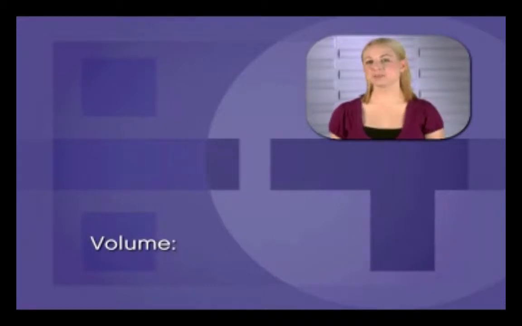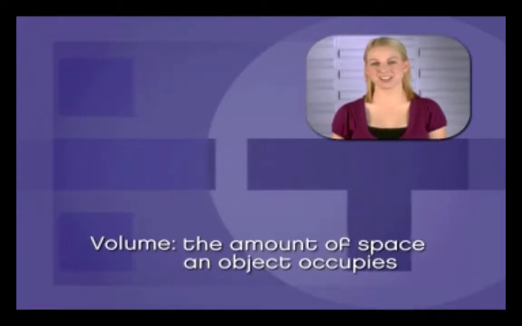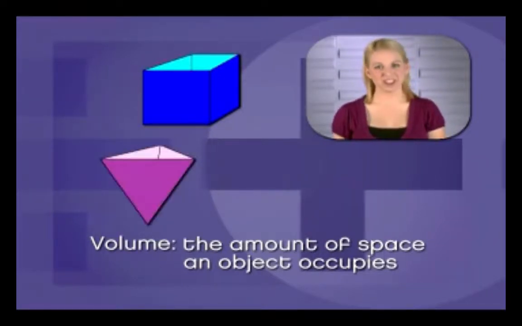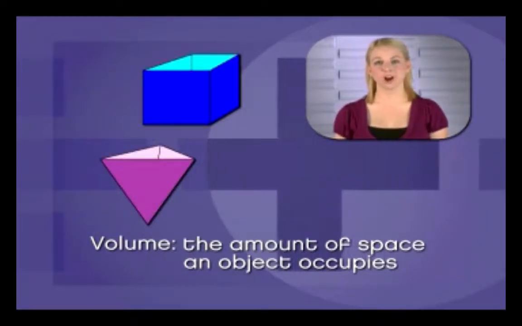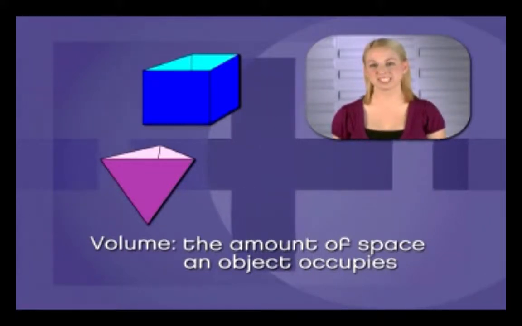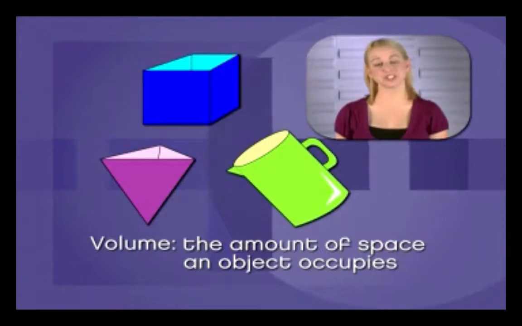Volume. Volume is a measurement of the amount of space that an object contains or occupies. This square container has a volume. This triangle container has a volume too. Also, volume can be a measurement of how much an object can hold. For instance, how much water a jug or pitcher can hold.